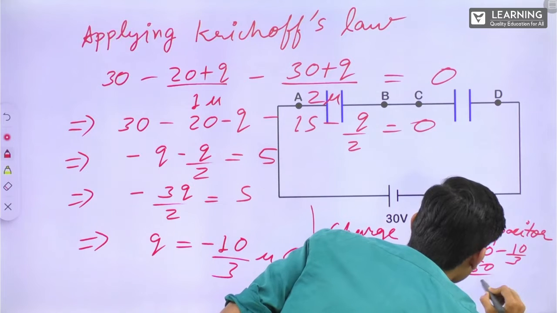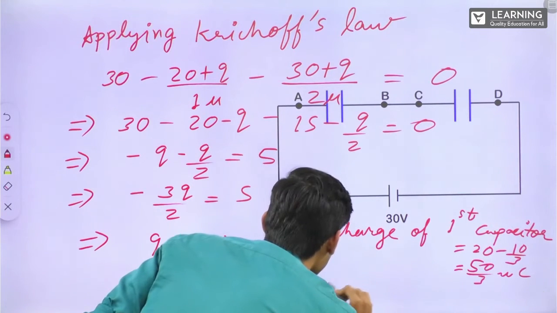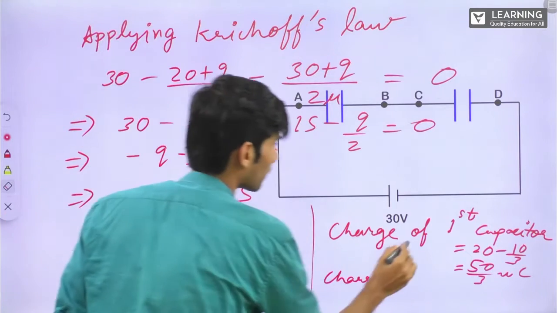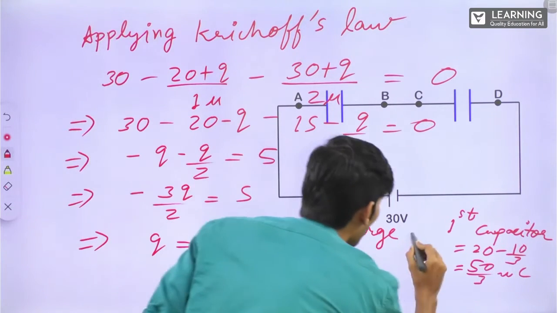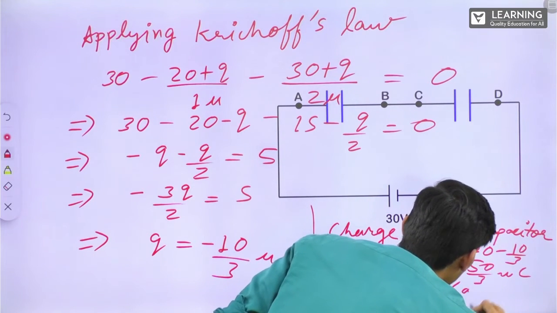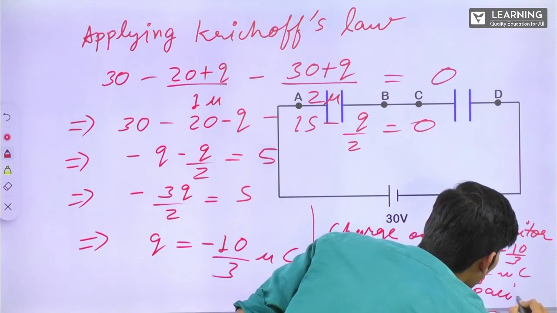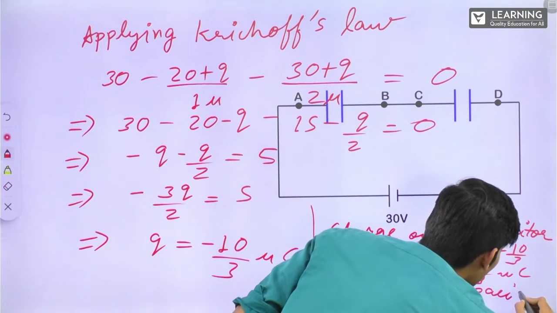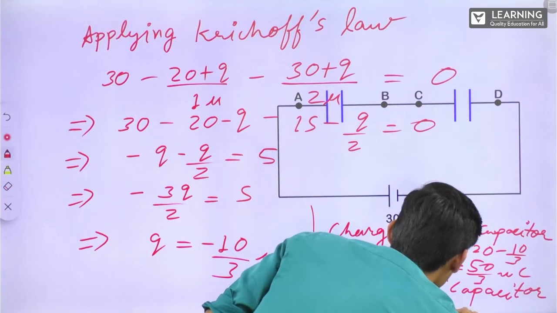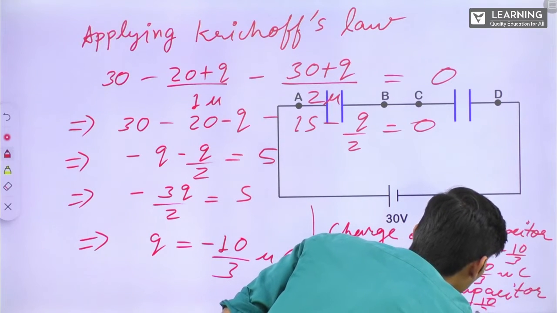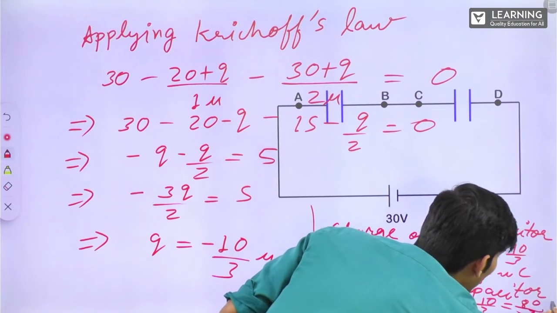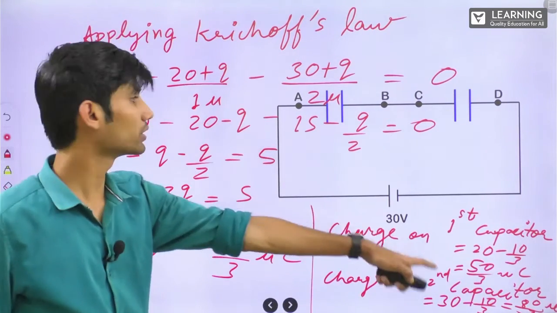50 by 3 microcoulomb. Charge on second capacitor is equal to 30 minus 10 by 3, that is equal to 80 by 3 microcoulomb, correct? I don't know if you can see this or not.